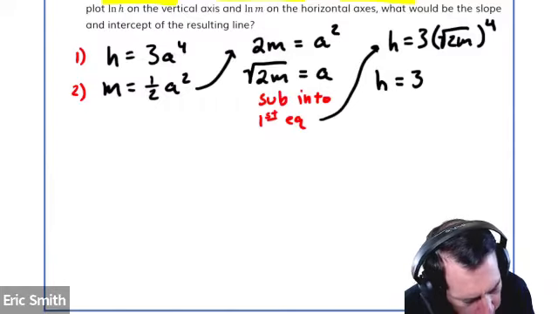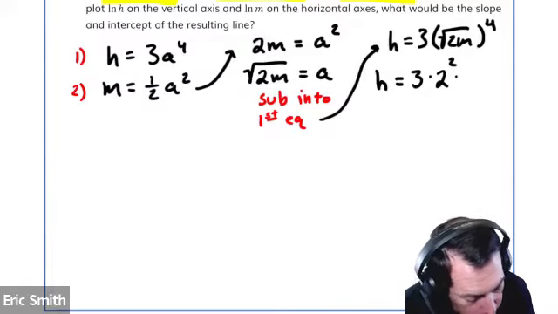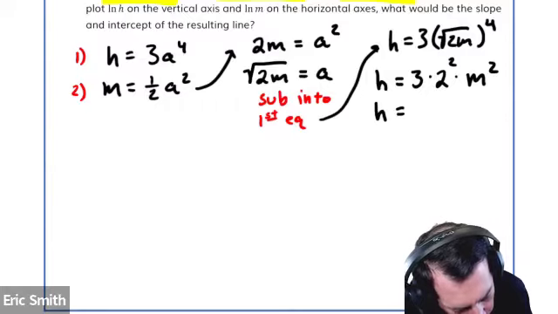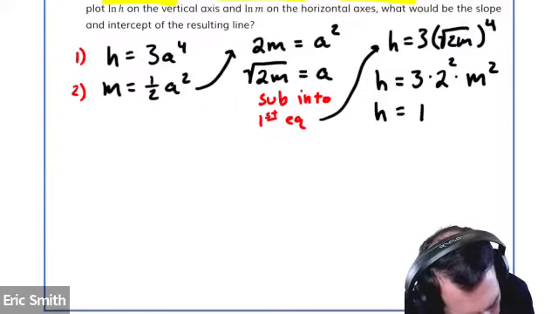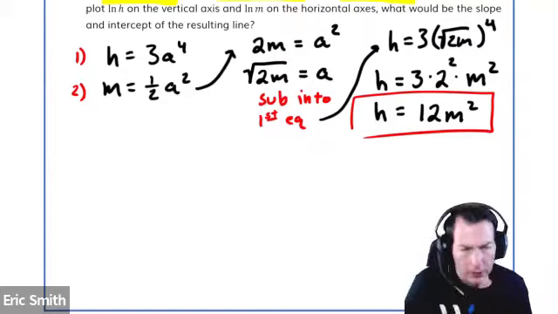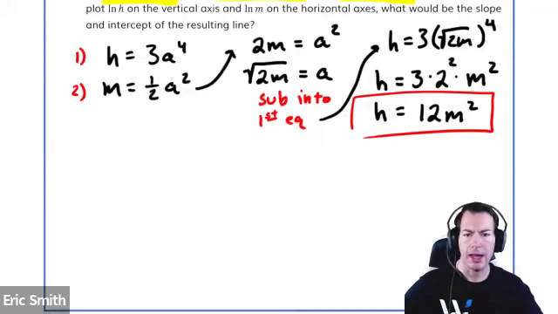So let's see, the square root raised to the 4th power, this will give me a 2 squared. And the square root of m to the 4th power, that'd be an m squared. So ultimately, this would be h equals 3 times 2 squared. So what is that, 12 times m squared. And there we go. Now we have a brand new model that really just connects our happiness to motivation. We connected these using our mystery parameter A.